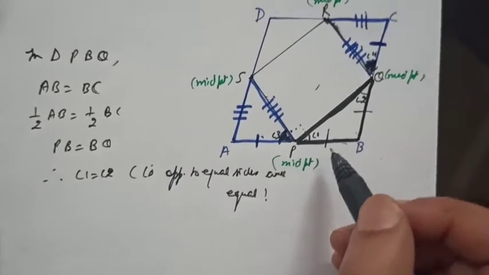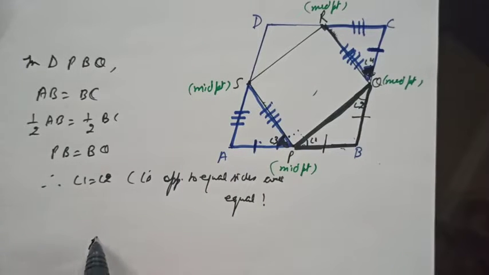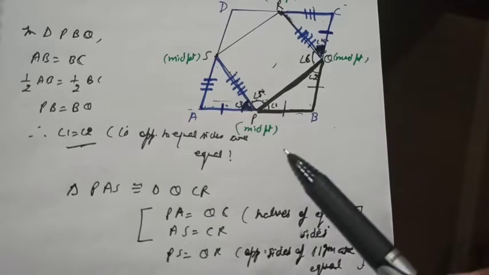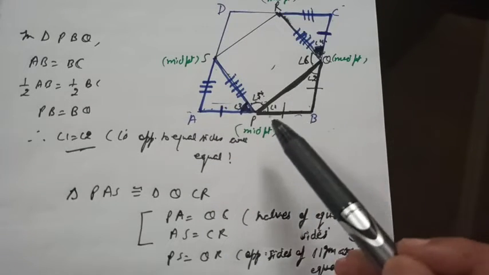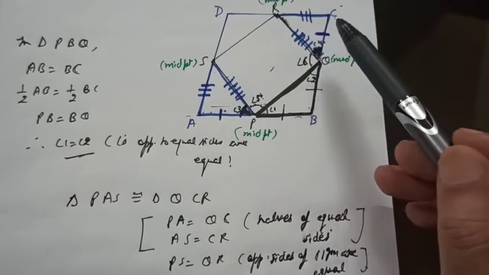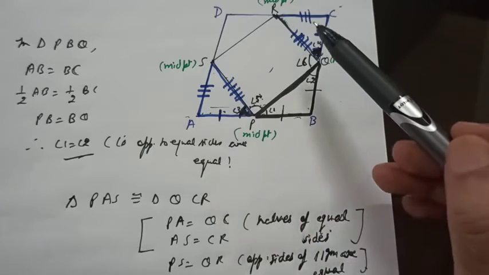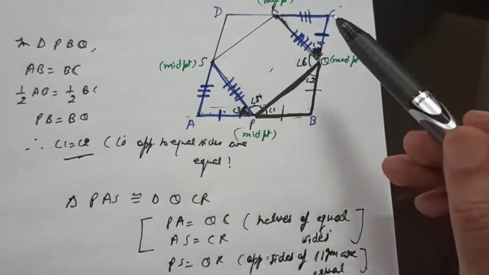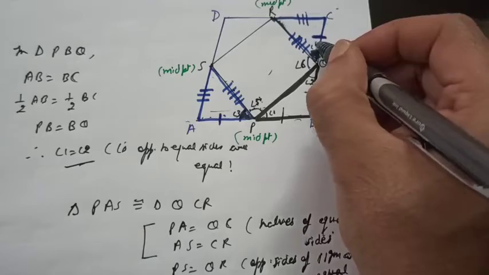So I'm going to make these triangles congruent first, right? So we'll write in triangle PAS is congruent to triangle QCR. So I will write in triangle PAS and triangle QCR, PA is equal to QC, halves of equal sides. AS is equal to CR, halves of equal sides. हालांकि ये दोनों और ये दोनों ये चारों बराबर हैं. But I'm going to name these triangles as PAS and QCR. Why? Because I want 3 and 4 by CPCT, right?